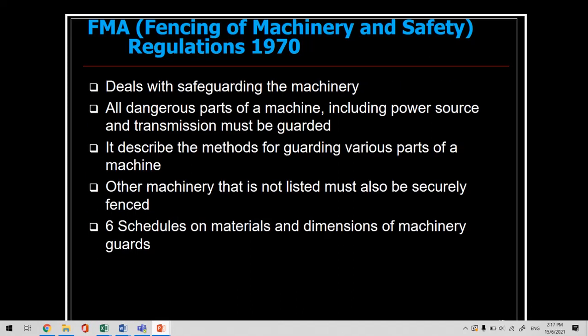And it deals with safeguarding the machinery. All dangerous part of machine, including power source and transmission, must be guarded. It describes the method for guarding various part of machine. Other machinery that is not listed must also be securely fenced. The 6th schedule is on material and dimension of machinery guard.